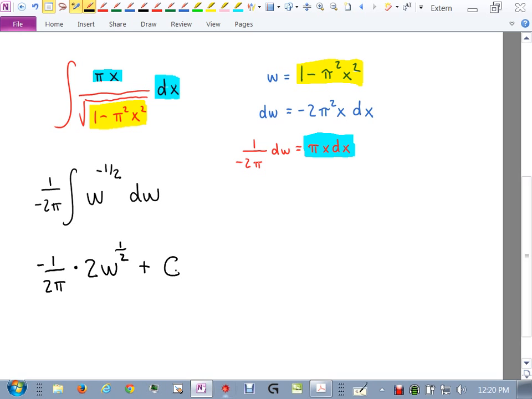Notice that when I'm doing power rule now, I'm not doing the 1 over 1/2. Right? When we add 1 to negative 1/2, we get 1/2. I'm not showing the 1 over 1/2 anymore. I'm reciprocating it when I'm writing it for the first time. And now these 2's cancel. And so we get negative 1 over pi square root of w. What's w, though? 1 minus pi squared x squared plus my constant.